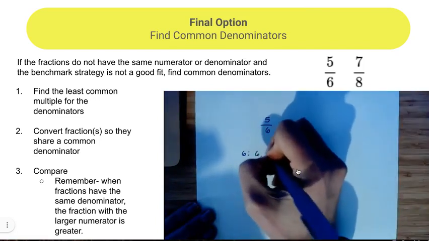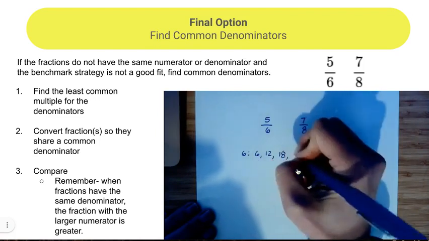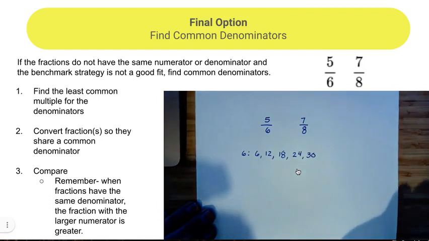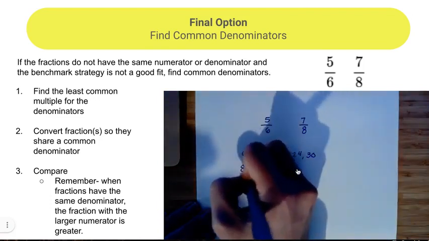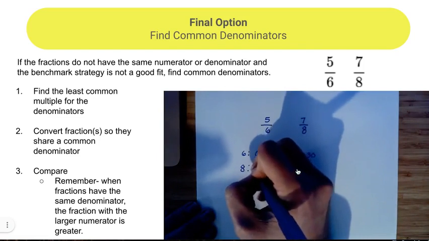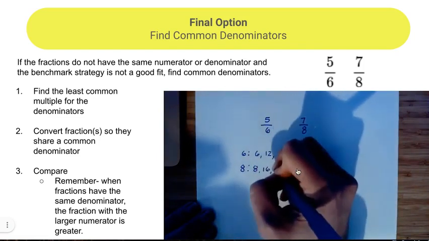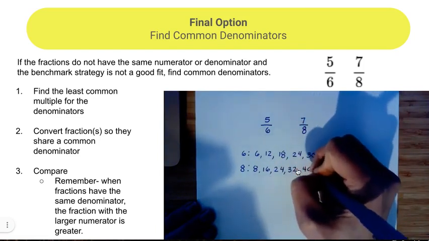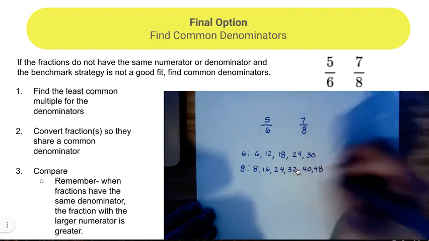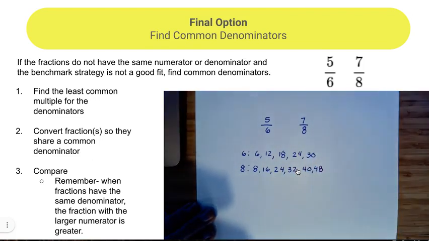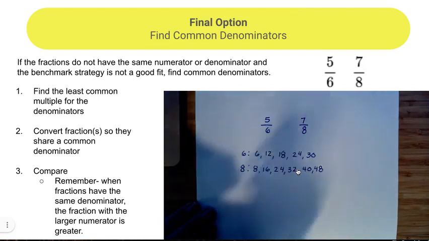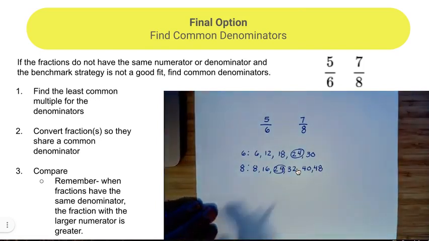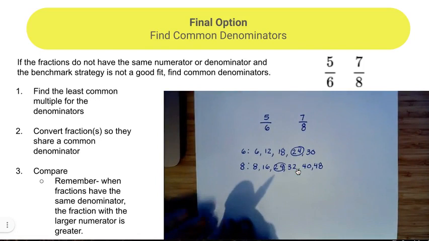The multiples of 6 are 6, 12, 18, 24, and 30. The multiples of 8 are 8, 16, 24, 32, 40, and 48. I can see that the least common multiple that they have in common is 24. So now I need to do step 2, which is convert my fractions so that they have a common denominator.